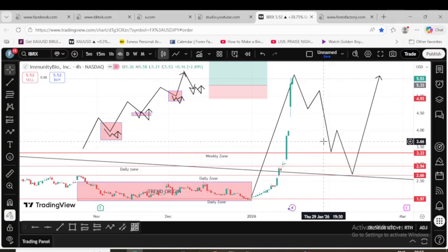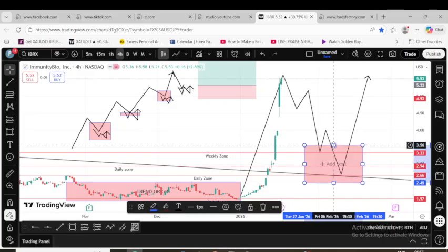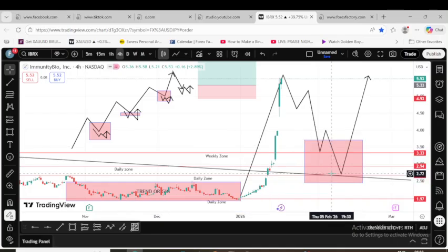Price might find support before it, or price might actually continue to be in a downtrend. But if this uptrend is going to continue, then the most likely region for price to find support is somewhere around here, somewhere between this weekly zone and the back of this daily trend line. So that's it for top to bottom analysis on Immunity Bio Incorporated.